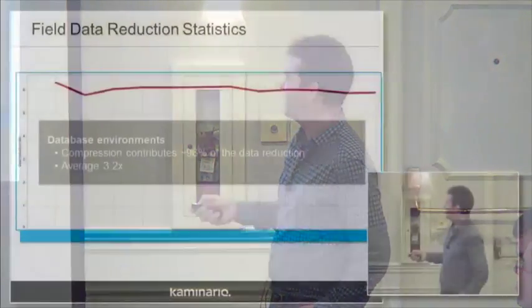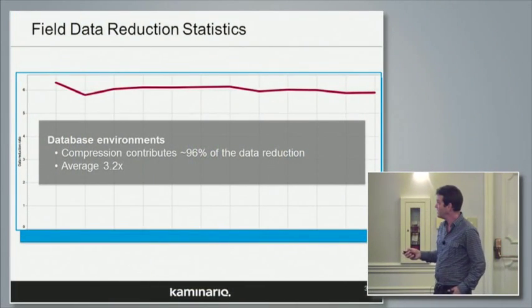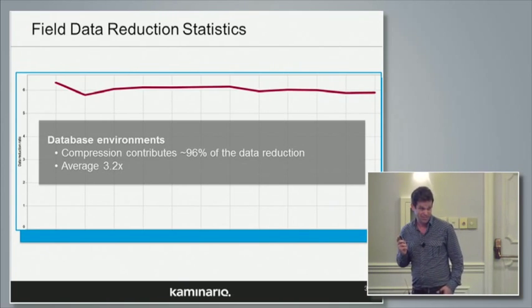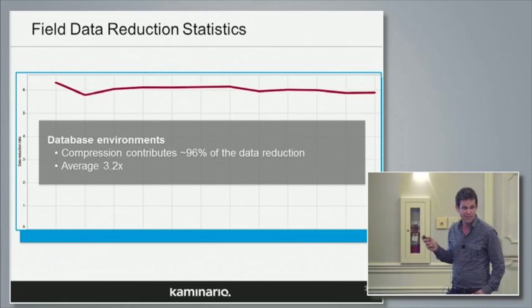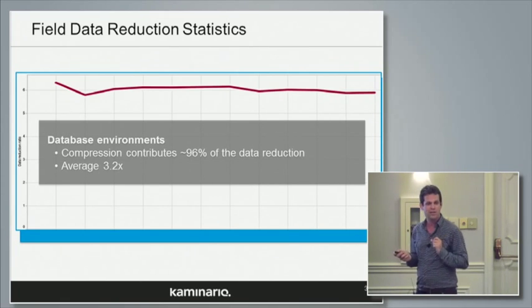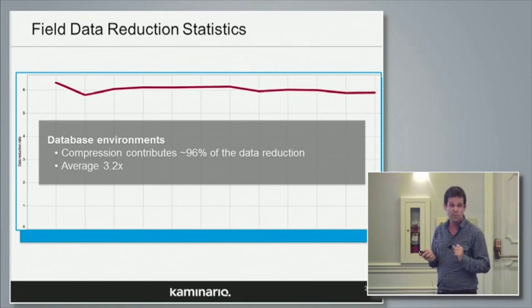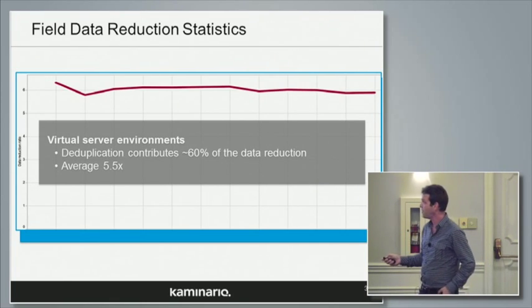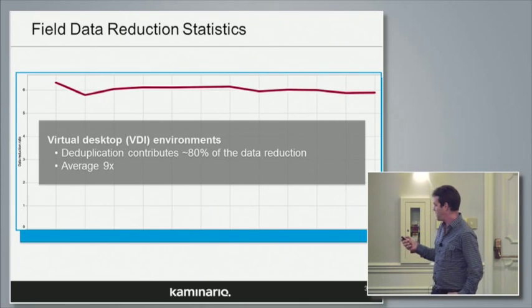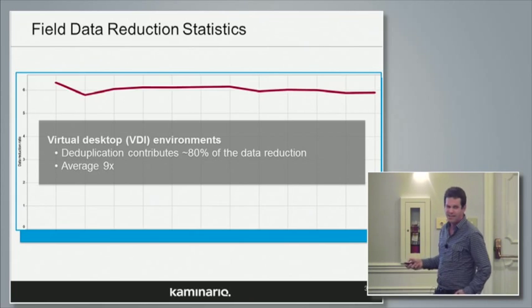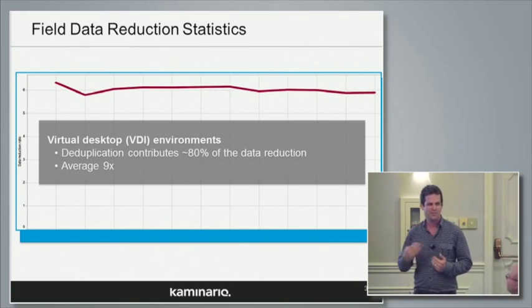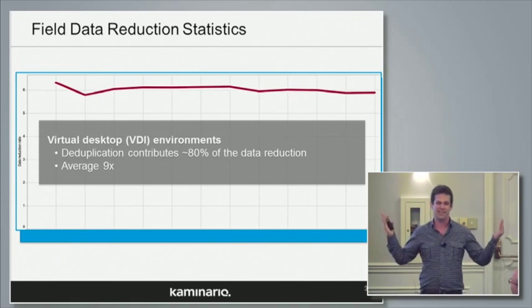Okay, some statistics you were asking about. In databases with 3.2x data reduction, 96% of it is compression. Deduplication is an overhead there, and this is why our customers are disabling deduplication in database environments. Server virtualization gets 5.5x, where 60% of it is dedupe, and VDI, of course, you get 9x. It's 9x when really using the desktop. After cloning, you can see 60x, but who cares?